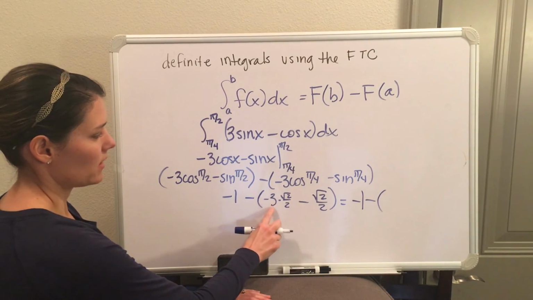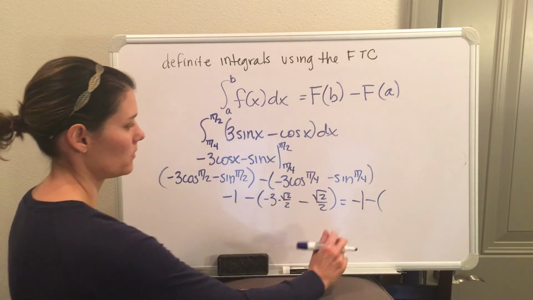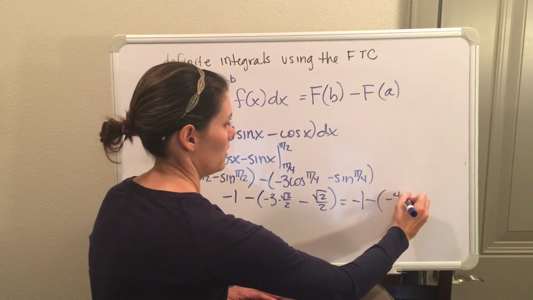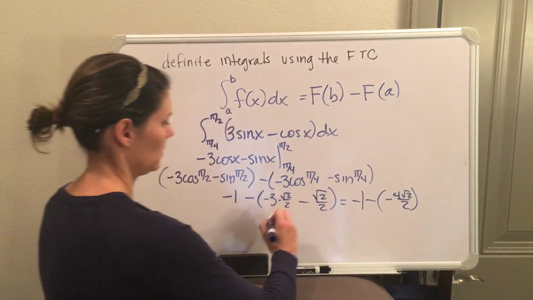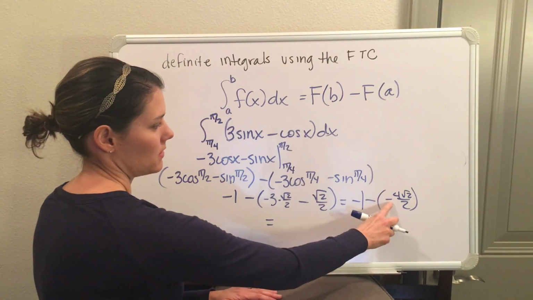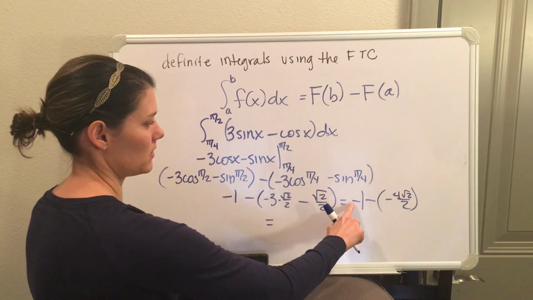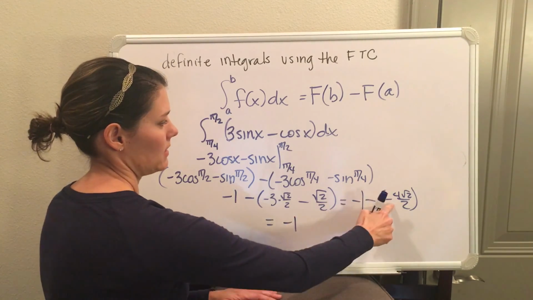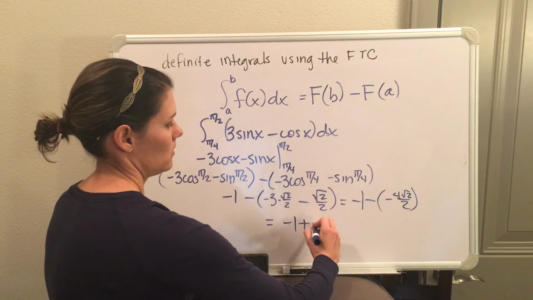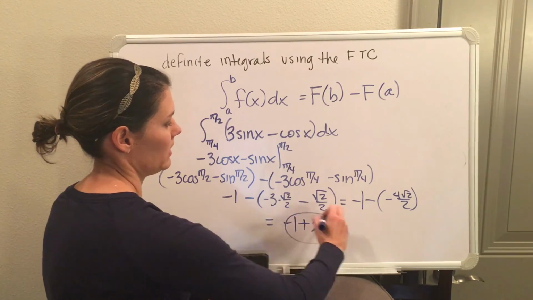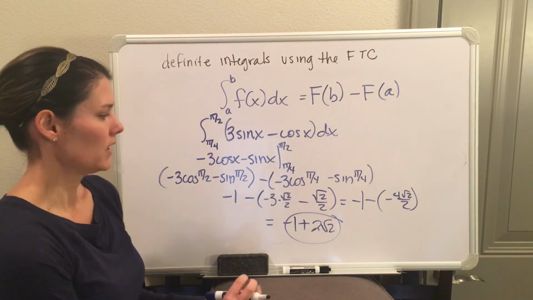So here we have negative 3 root 2 minus 1 root 2, which gives us negative 4 root 2 over 2. This will reduce to 2 roots 2, so I have negative 1 minus a negative 2 root 2. And I will leave my answer just in that form right there. And that is the end of the problem.